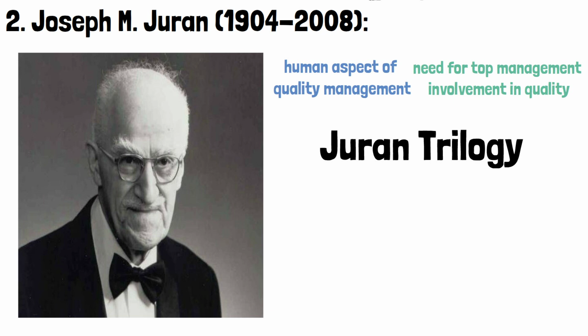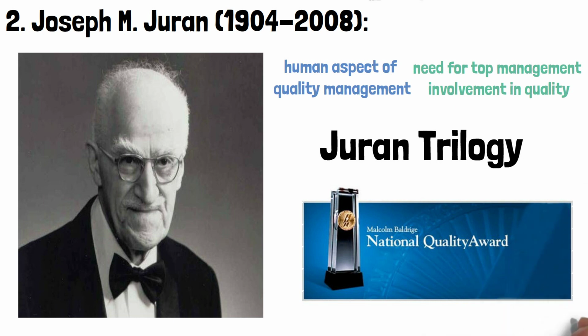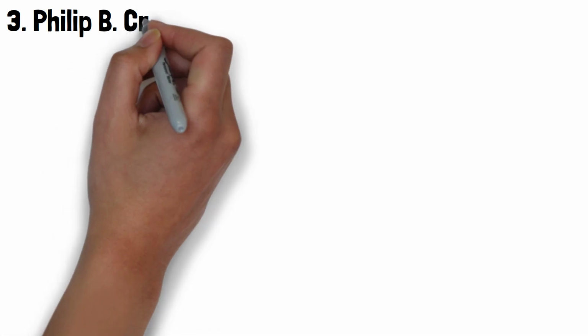His Juran Trilogy comprises quality planning, quality control, and quality improvement. This framework provided a structured approach to managing quality. Legacy. Juran's work had a significant impact on quality management in the United States. He contributed to the development of the Malcolm Baldrige National Quality Award and served as an advisor to numerous organizations worldwide.